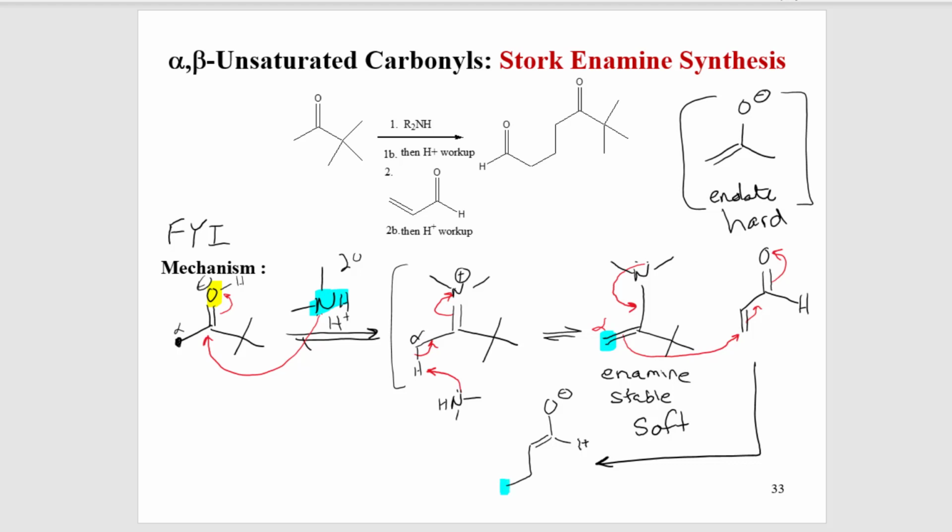Here's my blue carbon. Let me number 1, 2, 3, 4, 5. 5, 4, 3, 2, 1. Double bond to nitrogen. We're back at the iminium system with the t-butyl group on the other side.